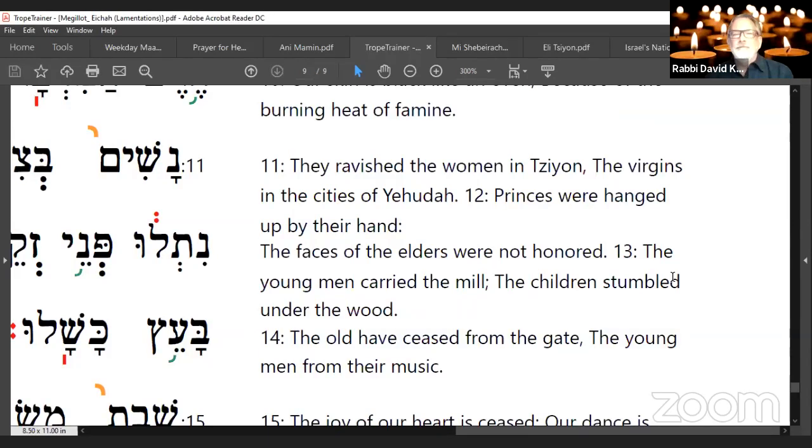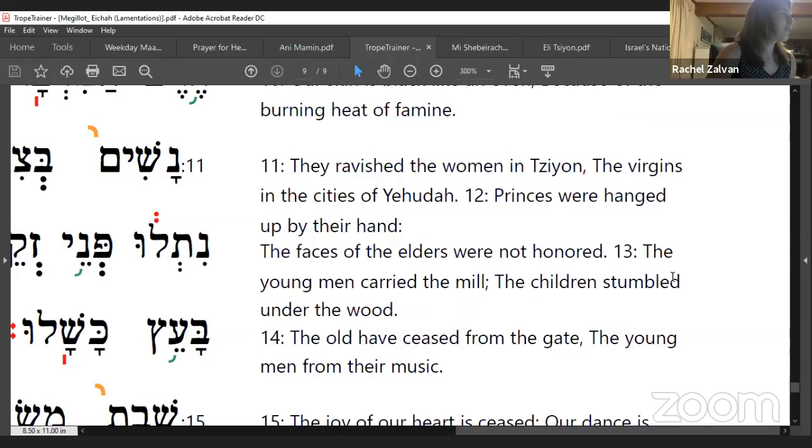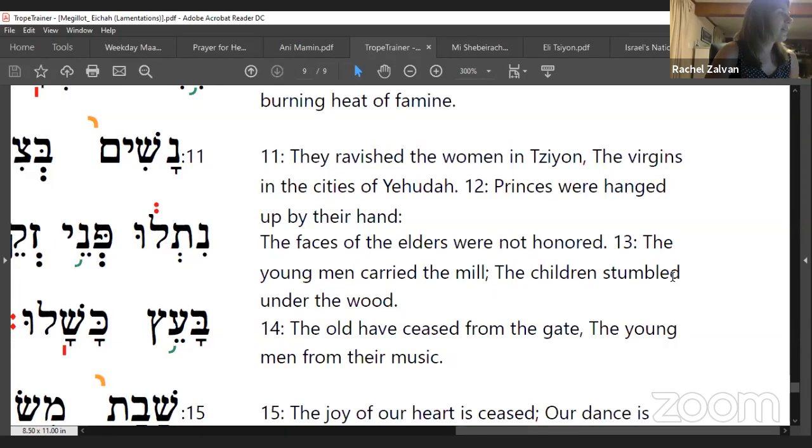They ravished the women in Zion, the virgins in the cities of Judah. Princes were hanged up by their hand. The faces of the elders were not honored. The young men carried the mill. The children stumbled under the wood. The old have ceased from the gate, the young men from their music.